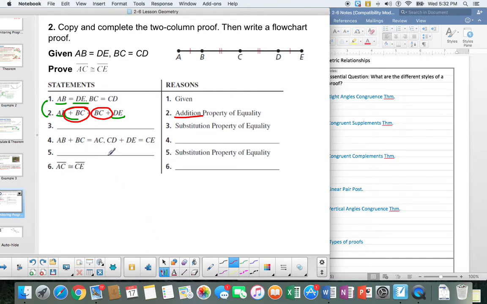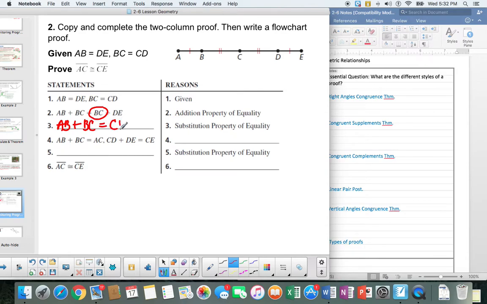Let's take a look at, we have BC equal to CD. So let me undo this so there's not so much writing here. So we have a BC that we can substitute. So let's write AB plus BC is equal to CD plus DE, and that's the substitution.